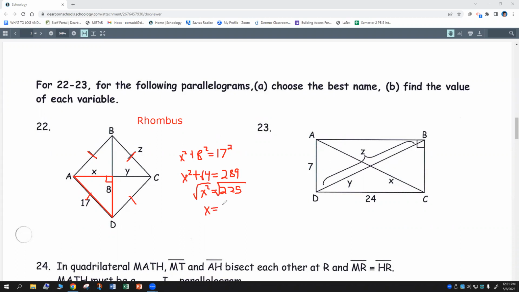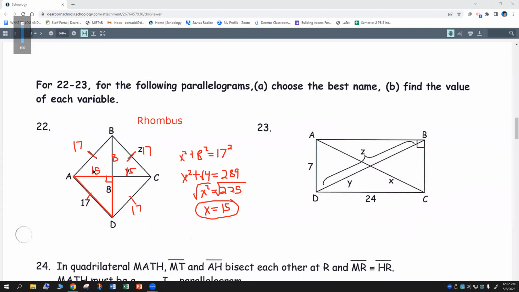We get plus or minus 15, but we want to get rid of the negative 15 and just make it positive 15 because it's a distance. And then if x is 15, y is 15, and then z would be 17. Right, so x and y are both 15, and then z is 17.